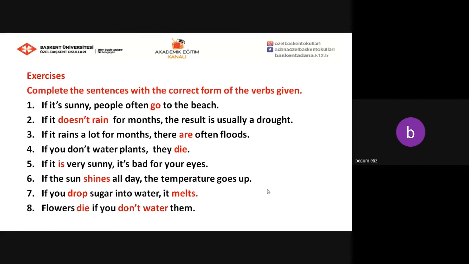If it is very sunny, it's bad for your eyes. If the sun shines all day, the temperature goes up. If you drop sugar into water, it melts. Flowers die if you don't water them. As you see here, we have completed the sentences with the correct form of the verbs given.